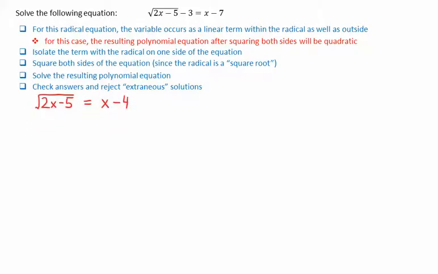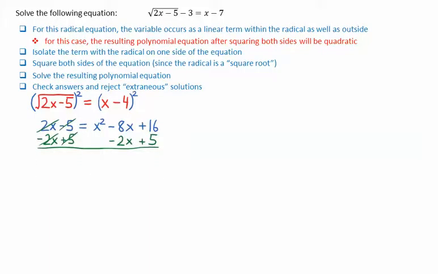First, we have to isolate the radical, the square root of 2x minus 5. We do this by adding 3 to both sides of the equation, making it equal to x minus 4. We then square both sides of the equation to remove the radical, resulting in 2x minus 5 equals x squared minus 8x plus 16. Note that x minus 4 all squared is equal to x minus 4 times x minus 4.